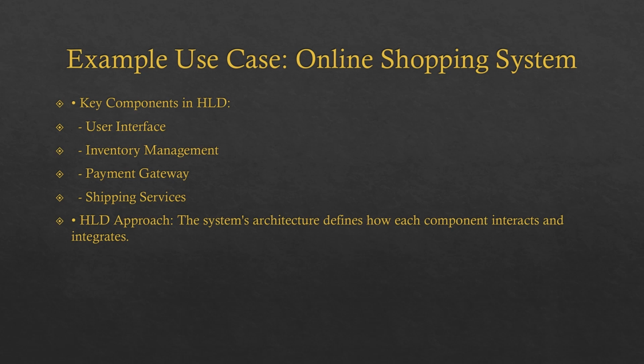Let's take an online shopping system as an example. In the HLD phase, we identify key components such as the user interface for customer interactions, inventory management for tracking stock, payment gateways for secure transactions, and shipping services to handle order deliveries. The focus is on defining how these components interact rather than delving into their implementation details.